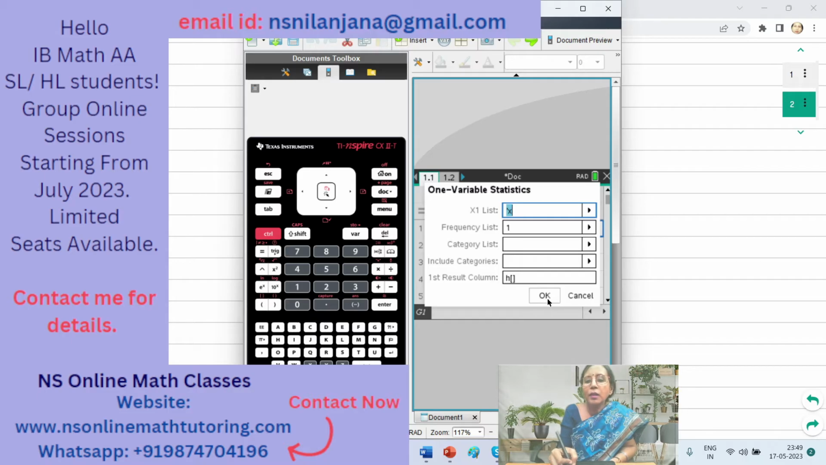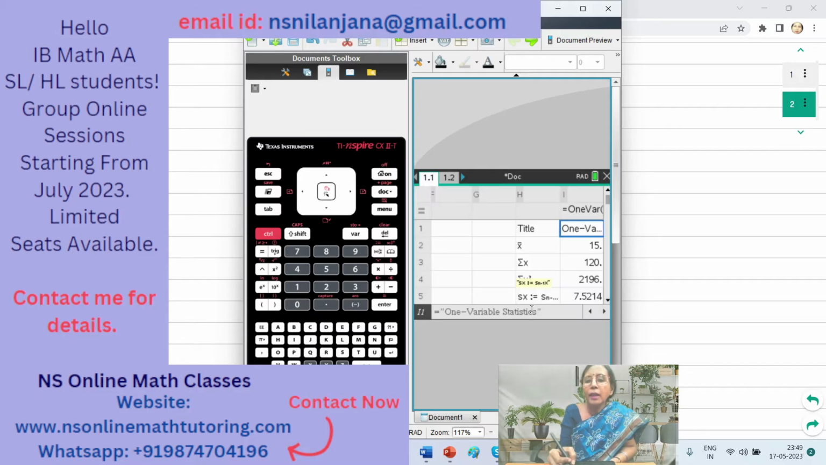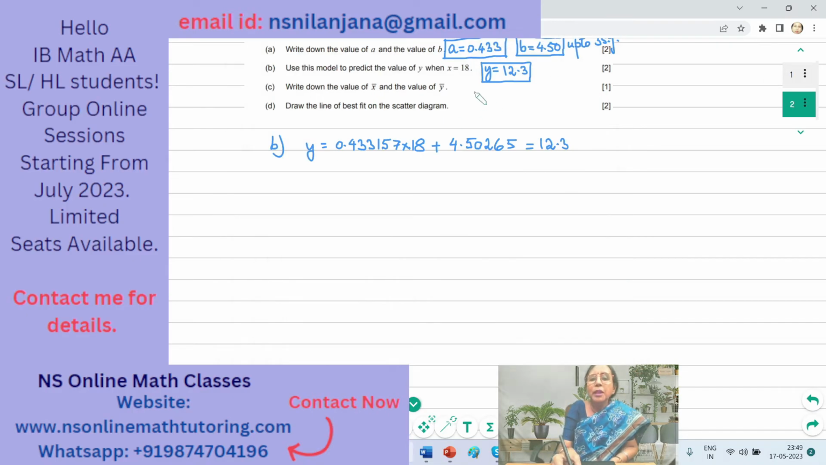Frequency list is 1. Okay, see, we have got this, and the mean value is 15. You have all the standard deviation, the sum total of all the x values, the number of data, mean x, max x, first quartile, median, third quartile, everything. But we are now interested only in the mean value, it is 15. So mean x is 15.